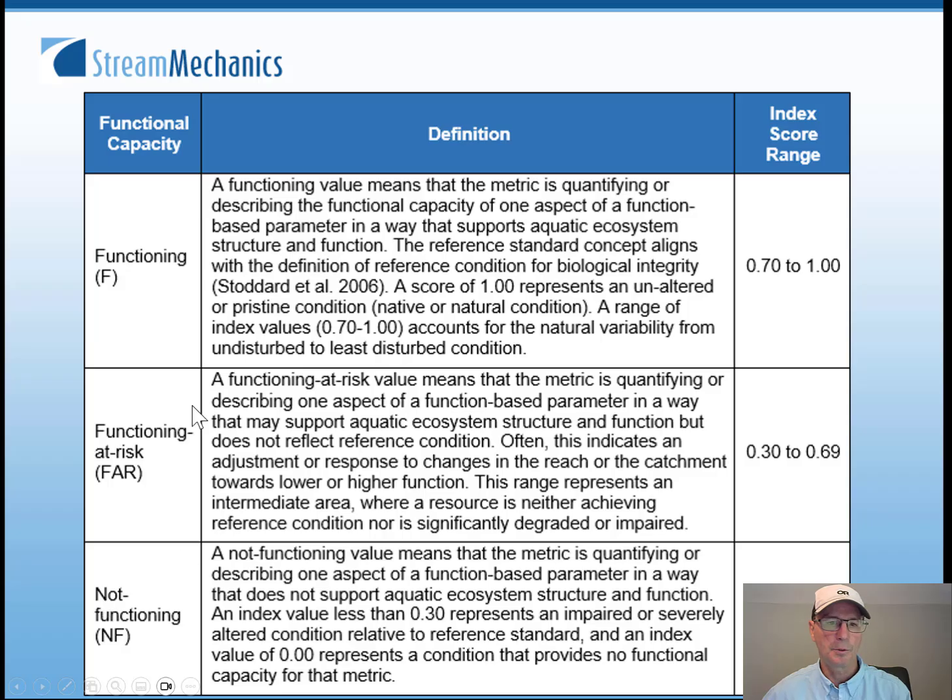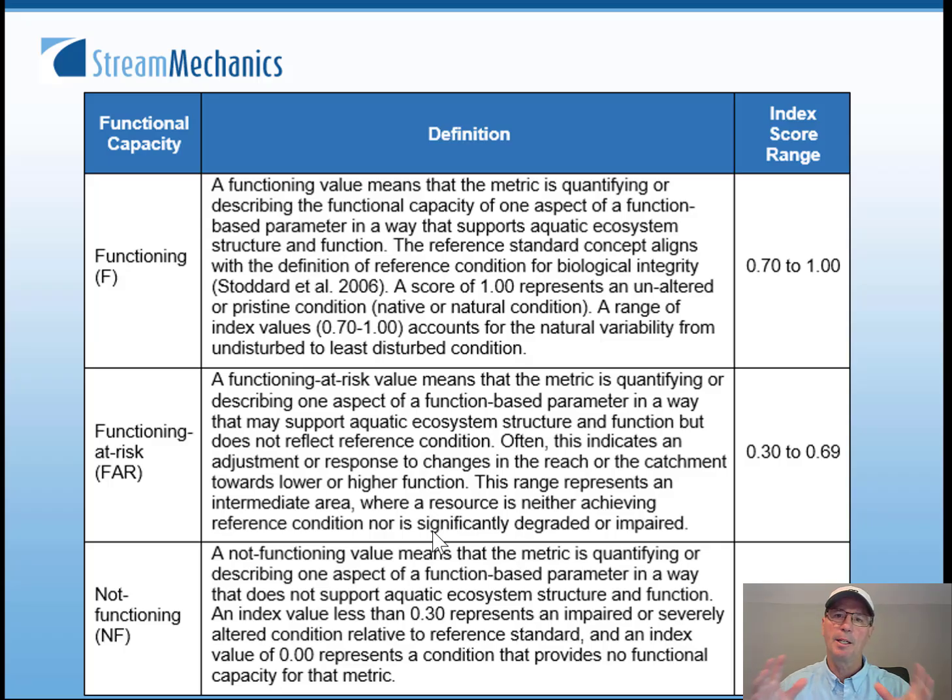And now let's go down, so we'll skip functioning at risk for a minute, go to not functioning. So here, a not functioning value means that the metric is quantifying or describing one aspect of a function-based parameter in a way that does not support aquatic ecosystem structure and function. So an index value less than 0.3 represents an impaired or severely altered condition relative to reference standard. And an index value of 0 represents a condition that provides no functional capacity for that metric.